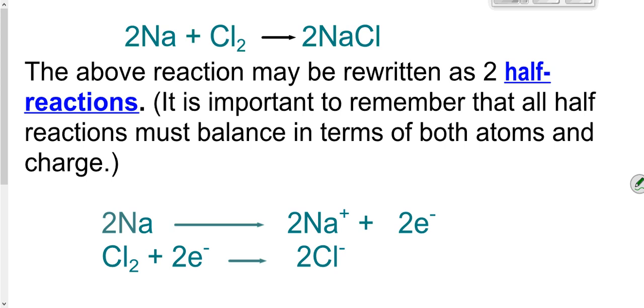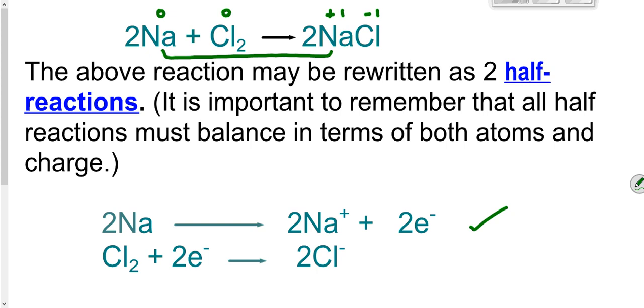When we consider this ionic reaction, we can actually separate it into the 2 half reactions. We could start by assigning our oxidation numbers to each atom in the compound, and we'd see that sodium is losing electrons to become sodium ion. I write that like this. My sodium atoms become sodium ions and 2 electrons. So we can see that the electrons have been separated from the atom in the end result.